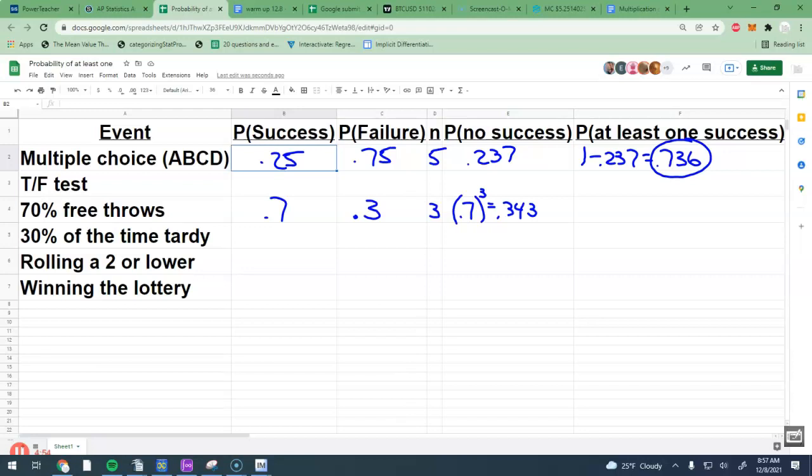Dang it. Yeah. That was a really bad time to make a mistake, because it was super confusing. I'm sorry.